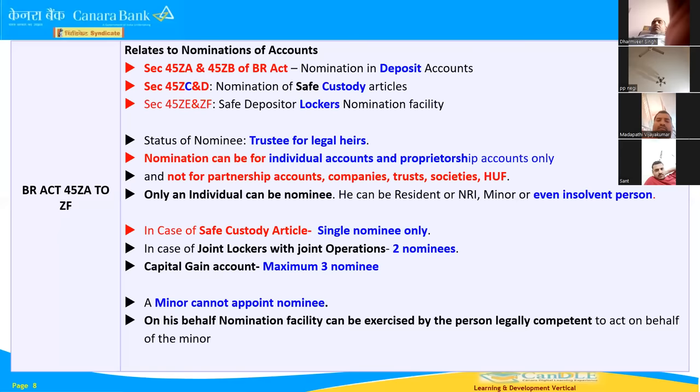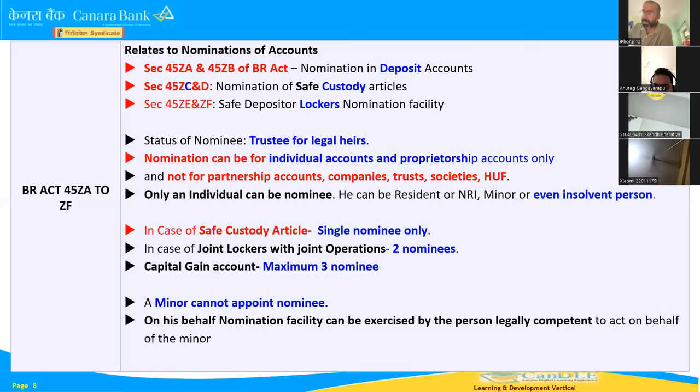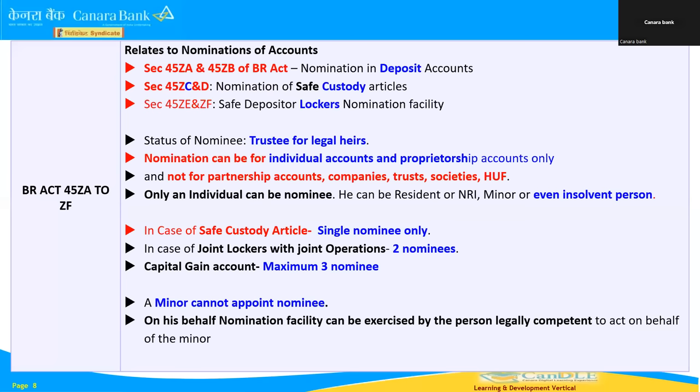Maximum we will do. So first one will apply ZA to ZB under the Banking Regulation Act, which talks about your deposit accounts nomination. Then comes 45ZC, ZD. C stands for custody, safe custody articles, 45ZC and ZD. The last one is lockers. 45ZE to ZF is the locker nomination facility.